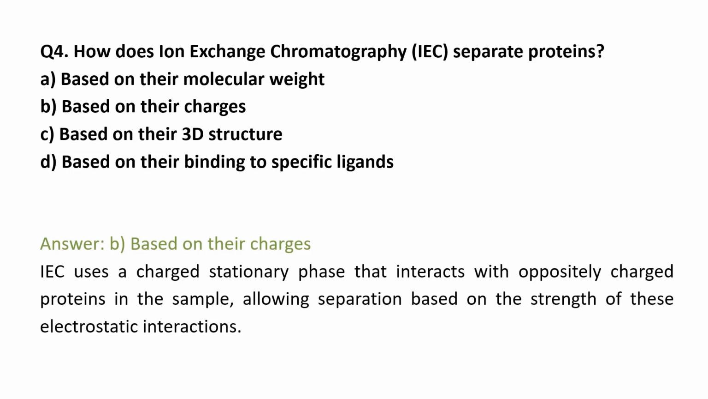The stationary phase in the column has charged groups, either positive or negative, which interact with proteins of opposite charge. Proteins with the same charge as the stationary phase, or neutral proteins, pass through unretained, while oppositely charged proteins bind to the column and are eluted by altering buffer conditions, that is pH or salt concentration. So it's purely based on electrostatic interactions.